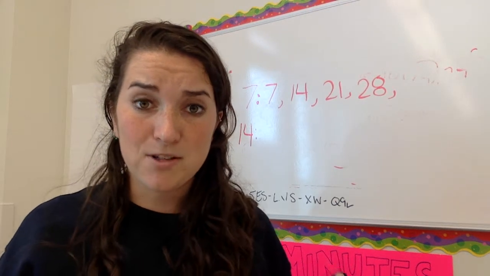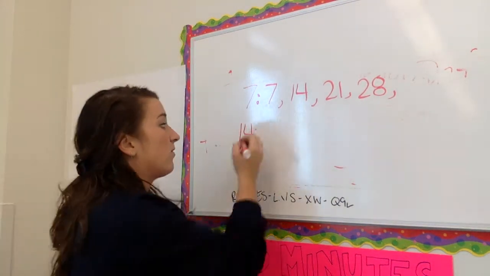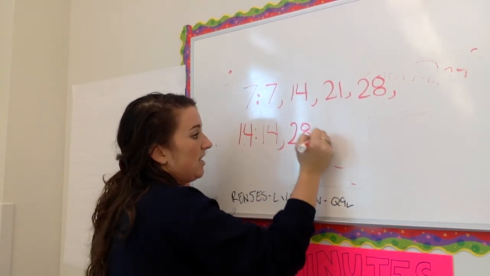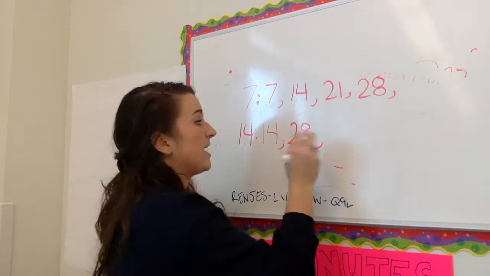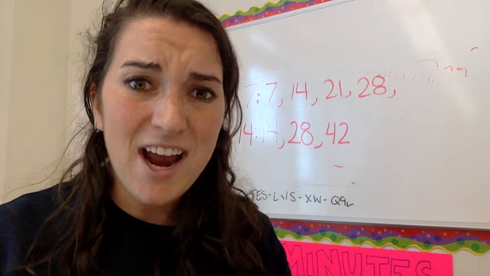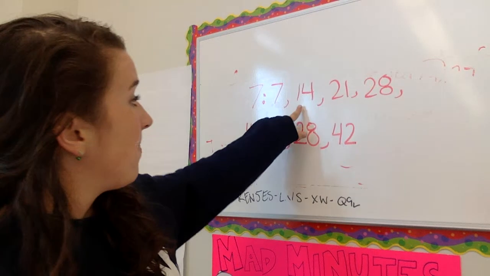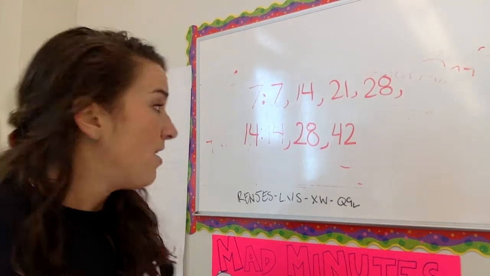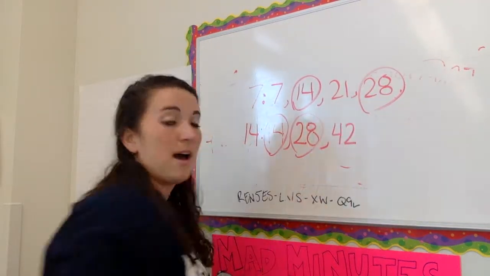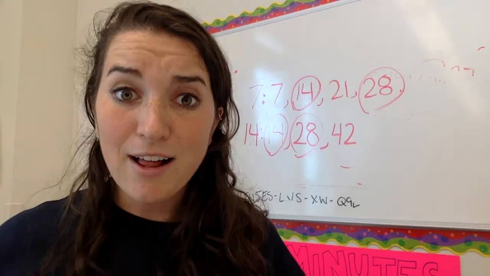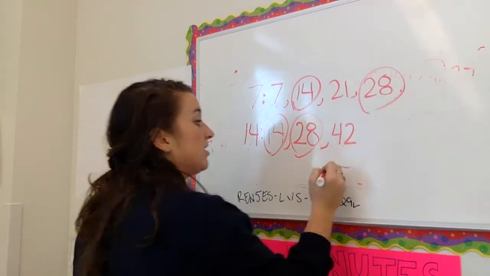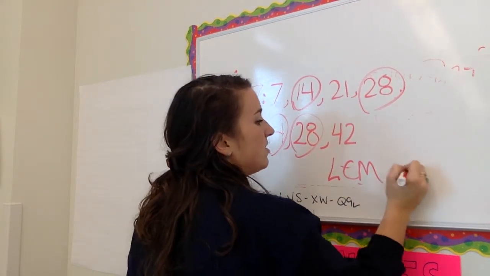Next, I'm going to roll my multiples of 14. So 14 times 1 is 14. Add 14 to that. 14 times 2 is 28. Add 14 to that. 14 times 3 is 42. I'm going to stop right there because I already see a multiple that these two numbers have in common. Both of them have 14 in common as well as 28 in common. But remember, we're looking for the smallest one they have in common. So our least common multiple is going to be 14. So the LCM is 14.